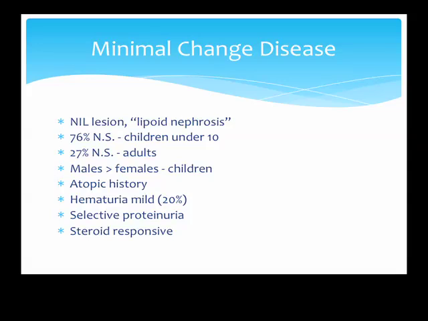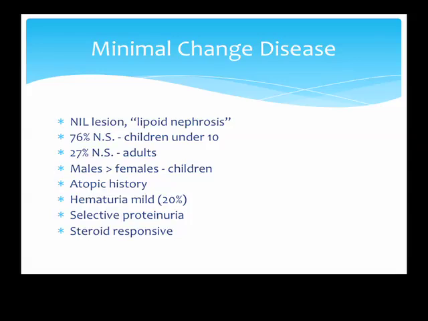The majority of children under 10 who present with nephrotic syndrome will have minimal change disease, and therefore often these children are just treated with steroids without a biopsy. However, minimal change disease can present at any age, and people in their 70s and 80s can present with nephrotic syndrome due to minimal change disease. Generally, males are affected a little bit more frequently than females.